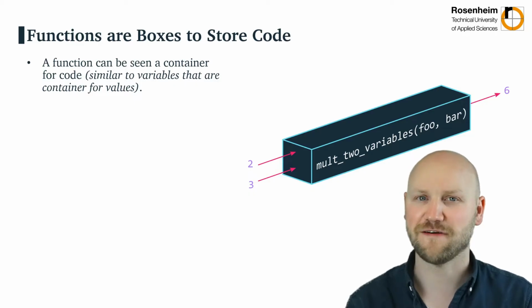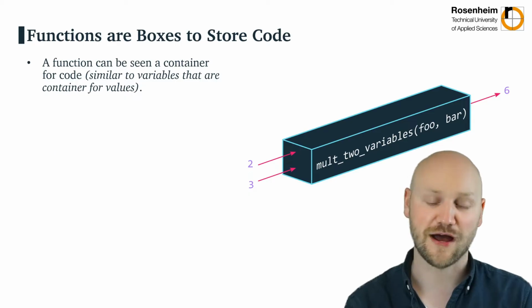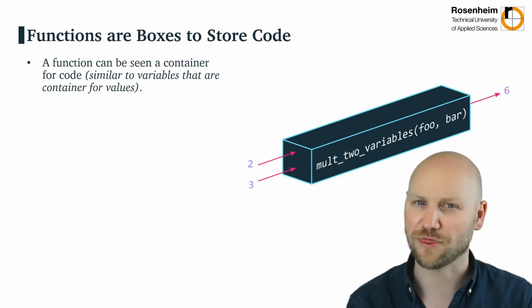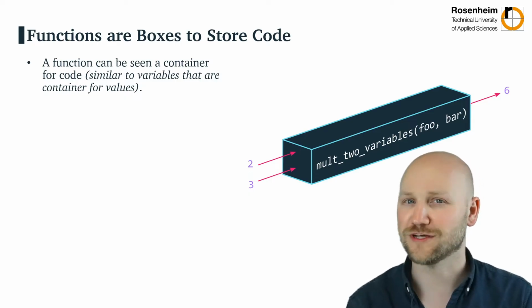We also have a function name, in this case multiply two variables, and there are two arguments, foo and bar, like 2 and 3. They are going to be multiplied. 2 times 3 is 6. So I guess the concept is clear.